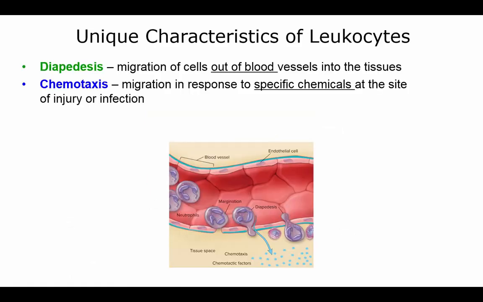Now, something unique about leukocytes is they are not stuck in the blood vessels. They can actually migrate out of the blood vessels and go into the tissues. That's called diapedesis. And chemotaxis is where they migrate because of certain chemicals that have been released at the site of the injury. So they'll go to that injury or that infection.